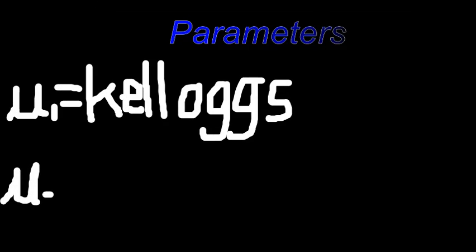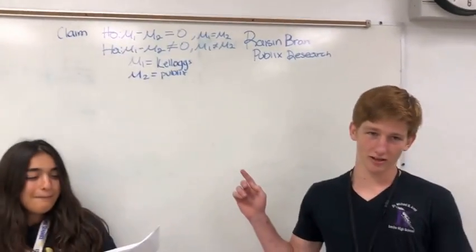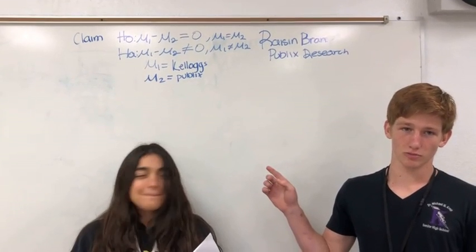Now we need to identify our parameters. Let mu1 equal Kellogg's Raisin Bran and mu2 equal Publix Raisin Bran. Alright, so we're claiming that there is no significant difference in the number of raisins in the Kellogg's brand and that of the Publix brand.